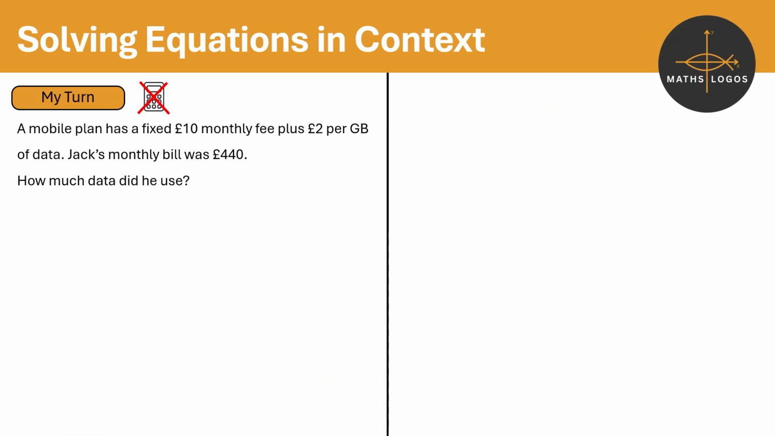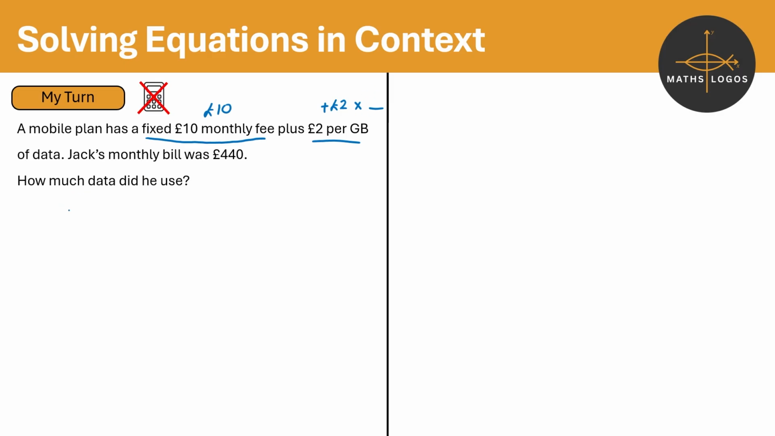Our next example says, a mobile plan has a fixed £10 monthly fee plus £2 per gigabyte of data. Jack's monthly bill was £440. How much data did he use? Let's just unpack the meaning of this question very quickly. The mobile plan has a fixed £10 monthly fee. What that means is he has to pay £10 every month, but it doesn't increase with the amount of data that he uses. However, it then says plus £2 per gigabyte of data. So for every gigabyte of data he uses, he has to add on £2 multiplied by however many gigabytes he uses.